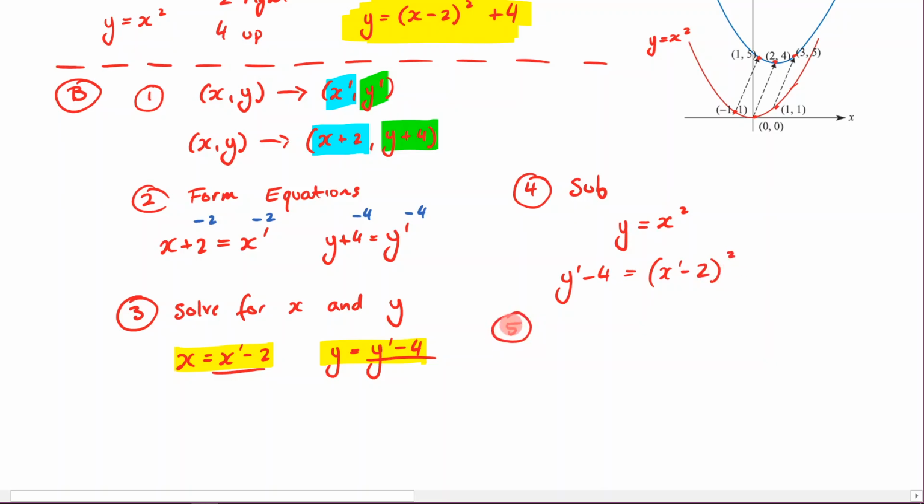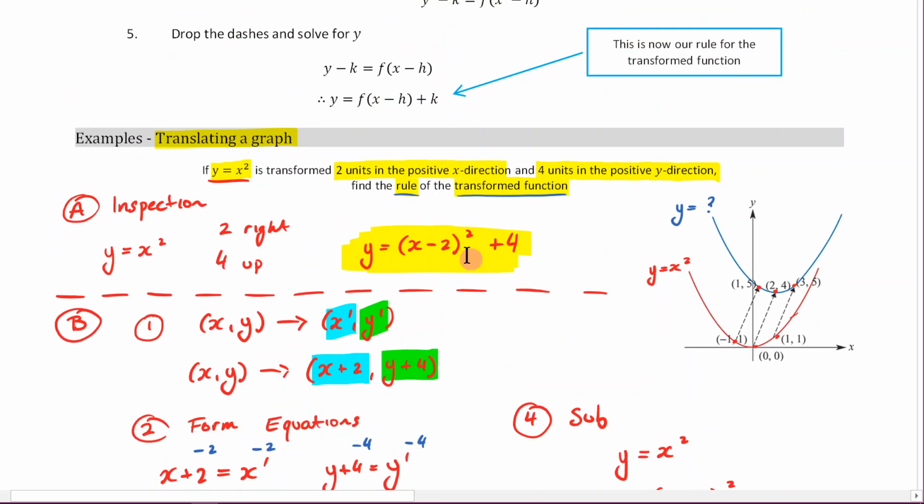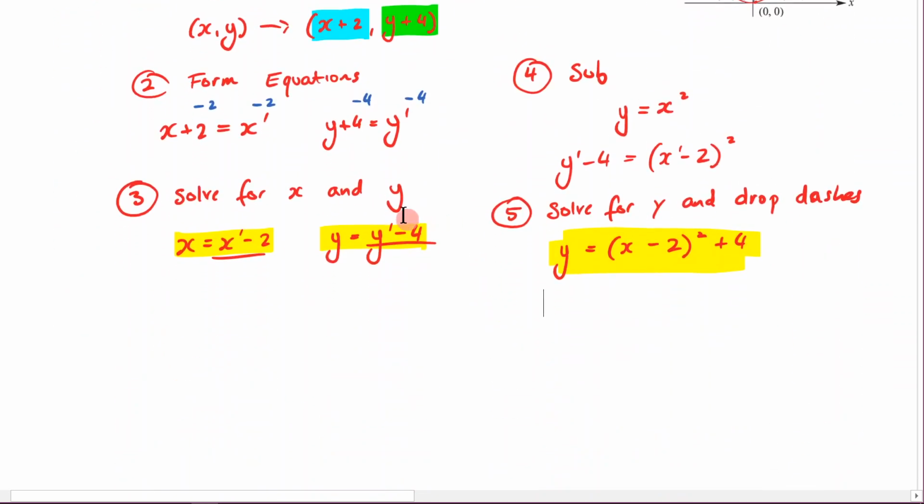Step 5. We are going to solve for y and drop the dashes. So that means I'm going to end up with y dash equals x dash minus 2 squared plus 4, and then drop the dashes. So that means I no longer need that dash here, I no longer need that dash there. This right here is my answer, so let's give that a highlight. And as you can see, that right here, y equals x minus 2 squared plus 4, is what we originally got.